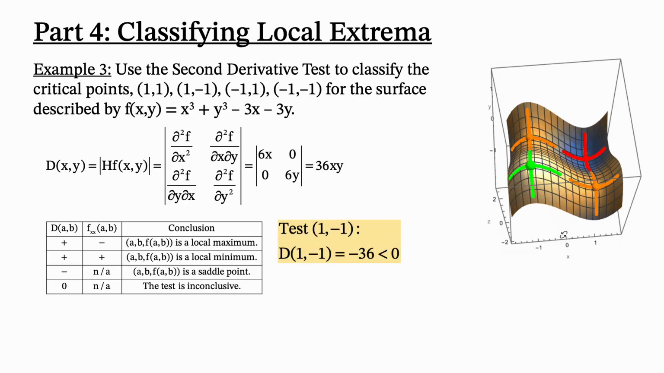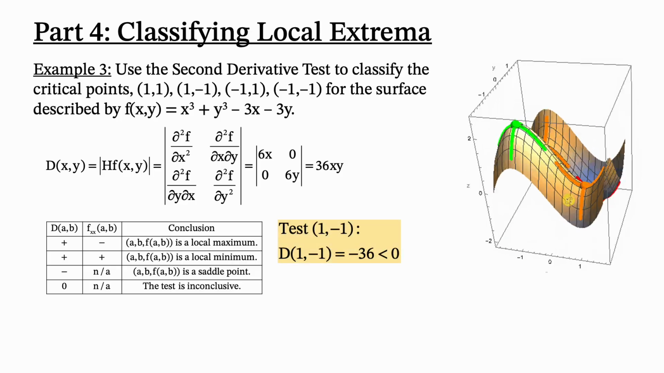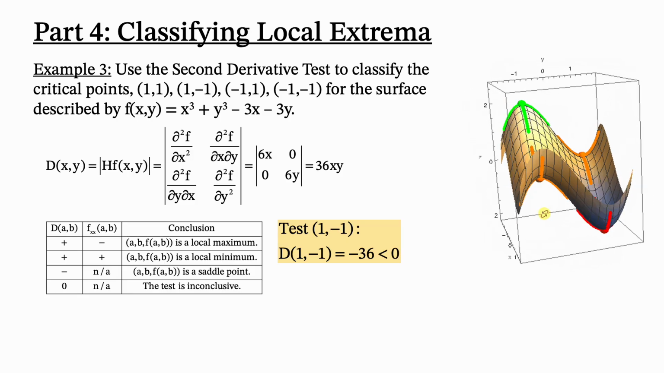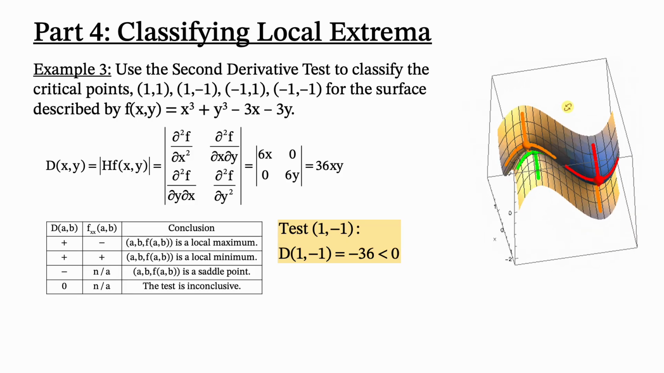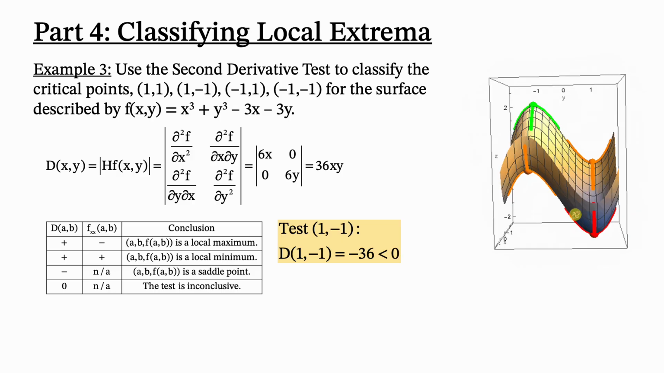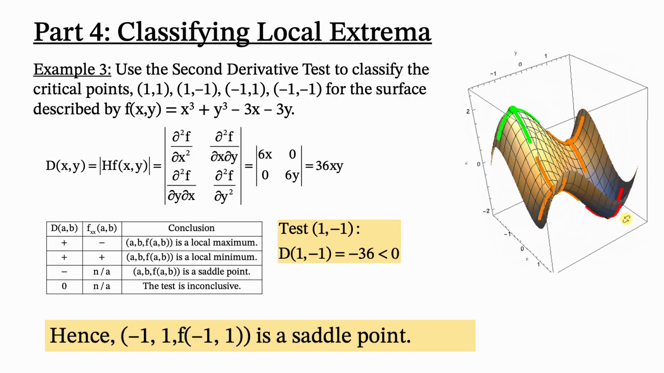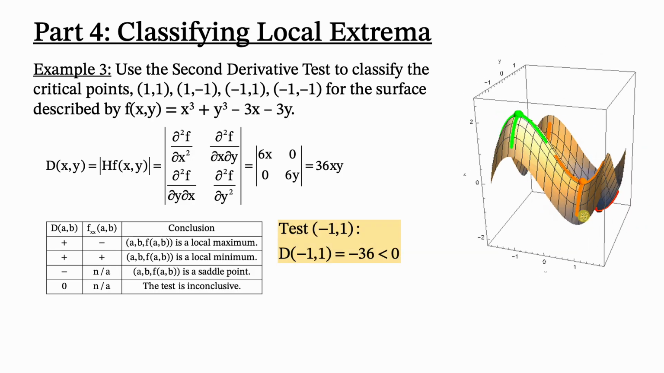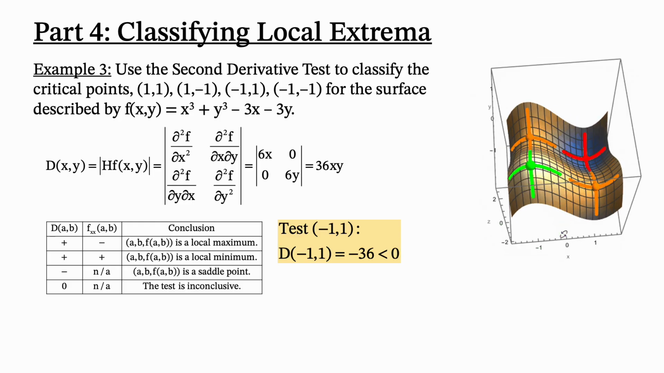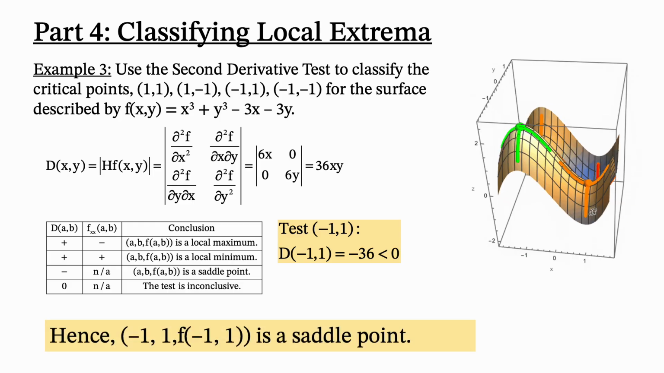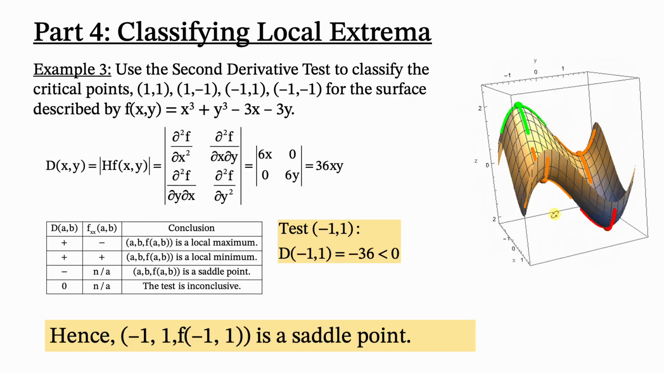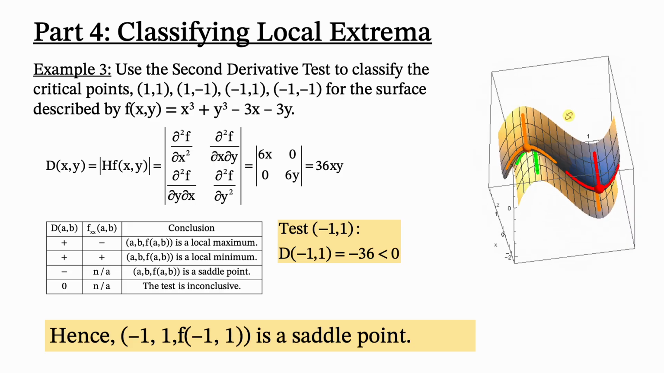So for either of these saddle points, when you test your point, you get a Hessian determinant that's negative, which detected disagreement in our concavities. Saddle point. Same thing for the other one. Negative Hessian determinant. That tells us we have disagreement in our concavities in the x and y direction. Saddle point.